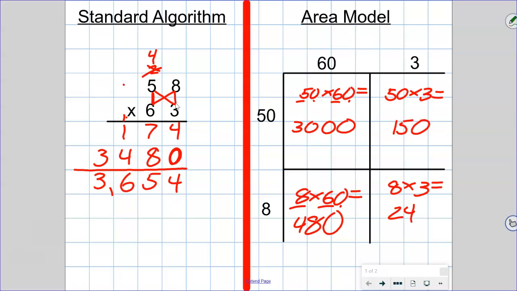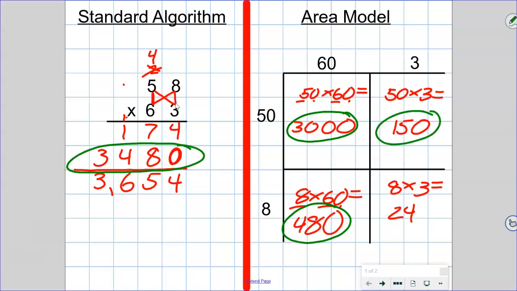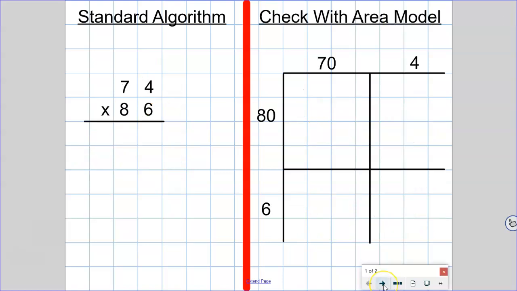Now, what I hope you guys see is that I don't even have to add these numbers up to see whether or not I'm correct. Because if you look right here, I see 3,000, I see 480. And that's exactly the number that we have right there. And then I see 150 and 24. And if I put those together, that makes 174. And that's the number that I have right there. So essentially, all I had to do was find the parts, and then I could check over on the side and see if they ended up being the same as those two numbers that we added together for the standard algorithm. So let's take a look at one more of these.